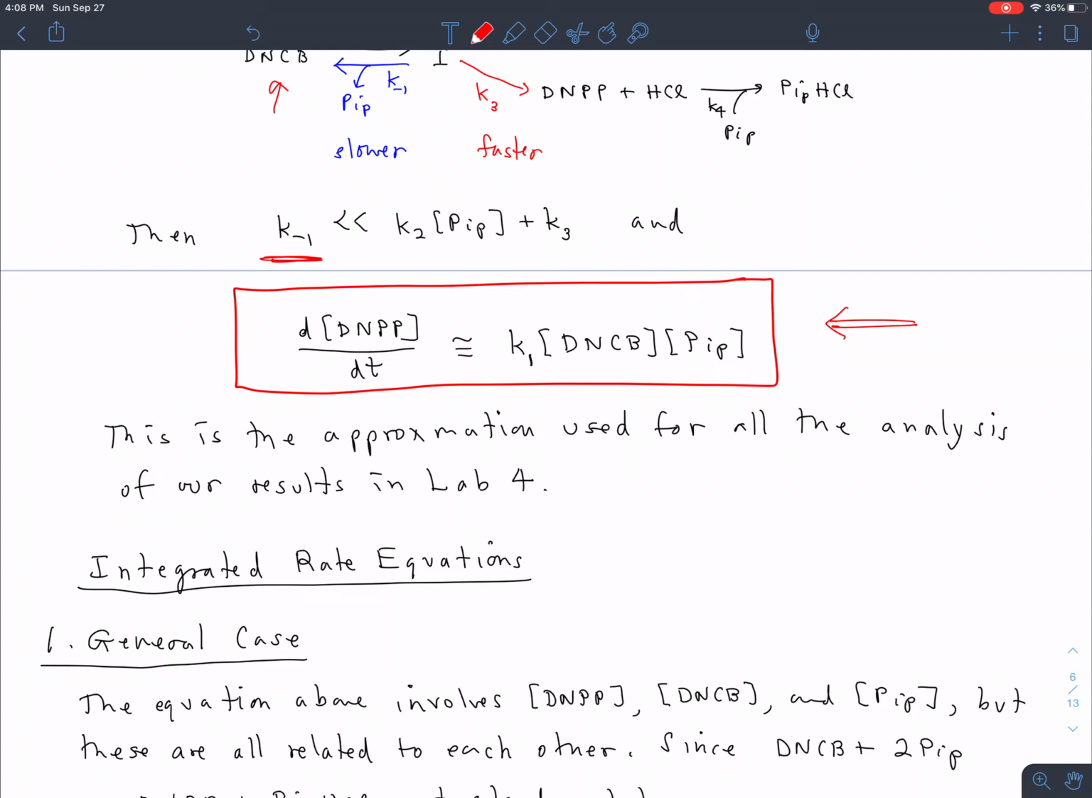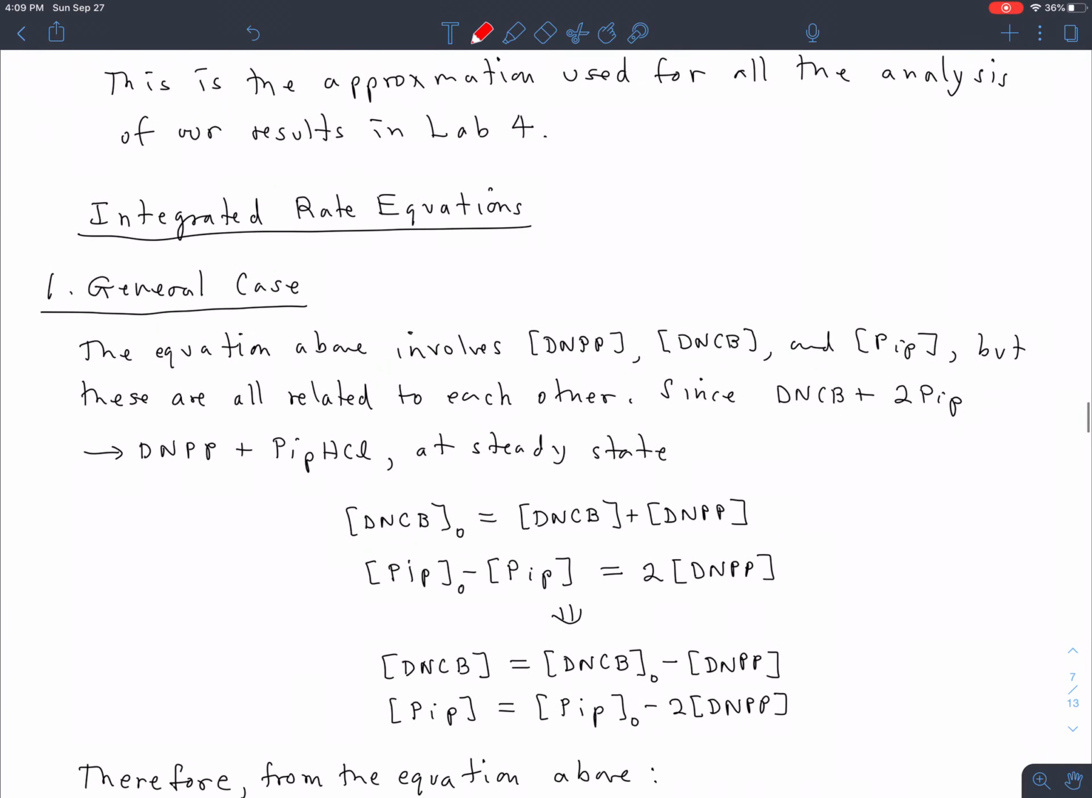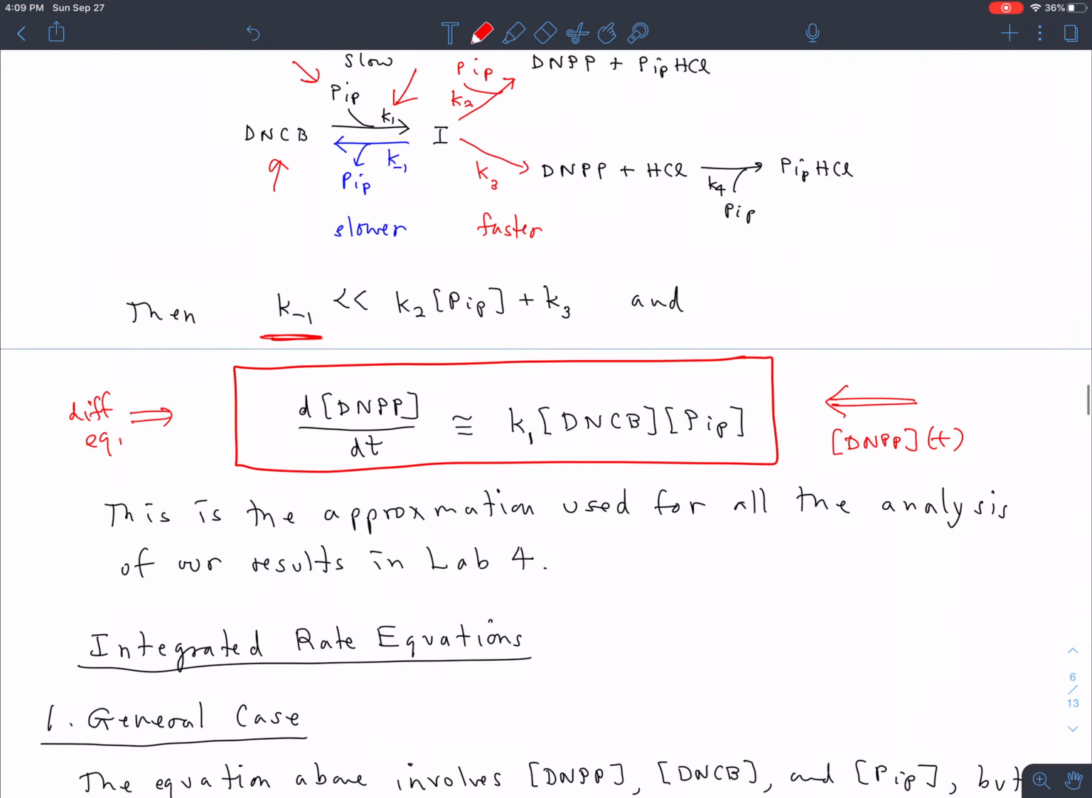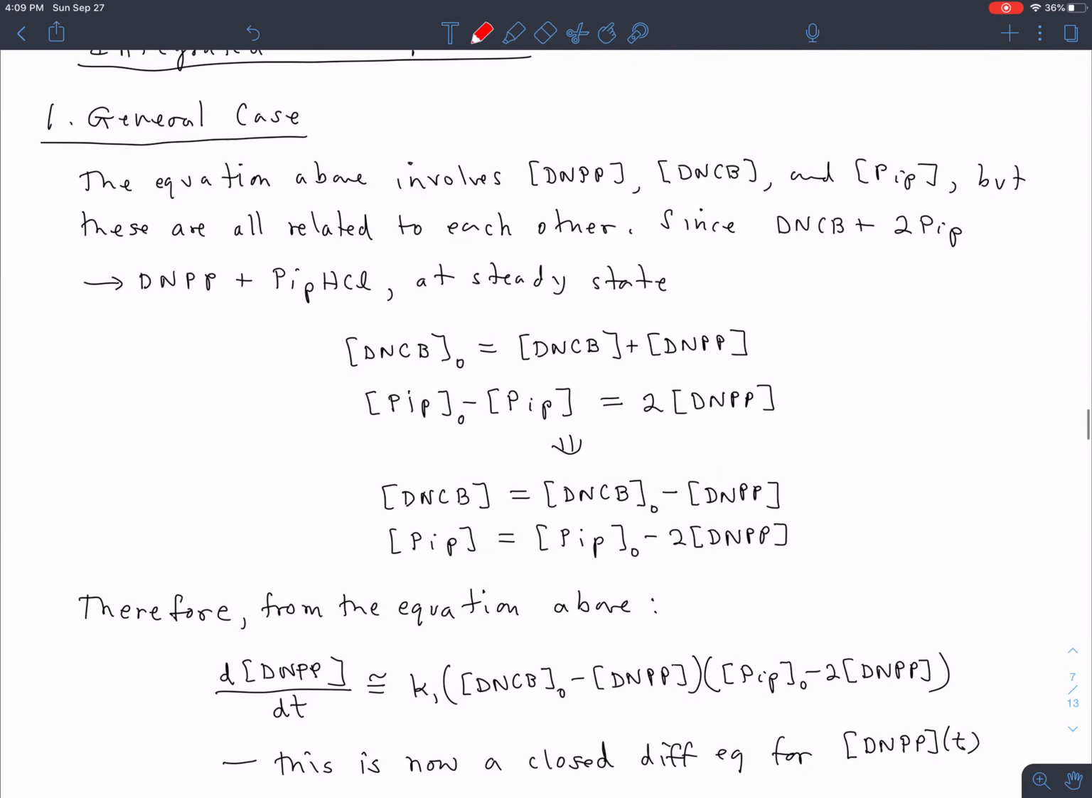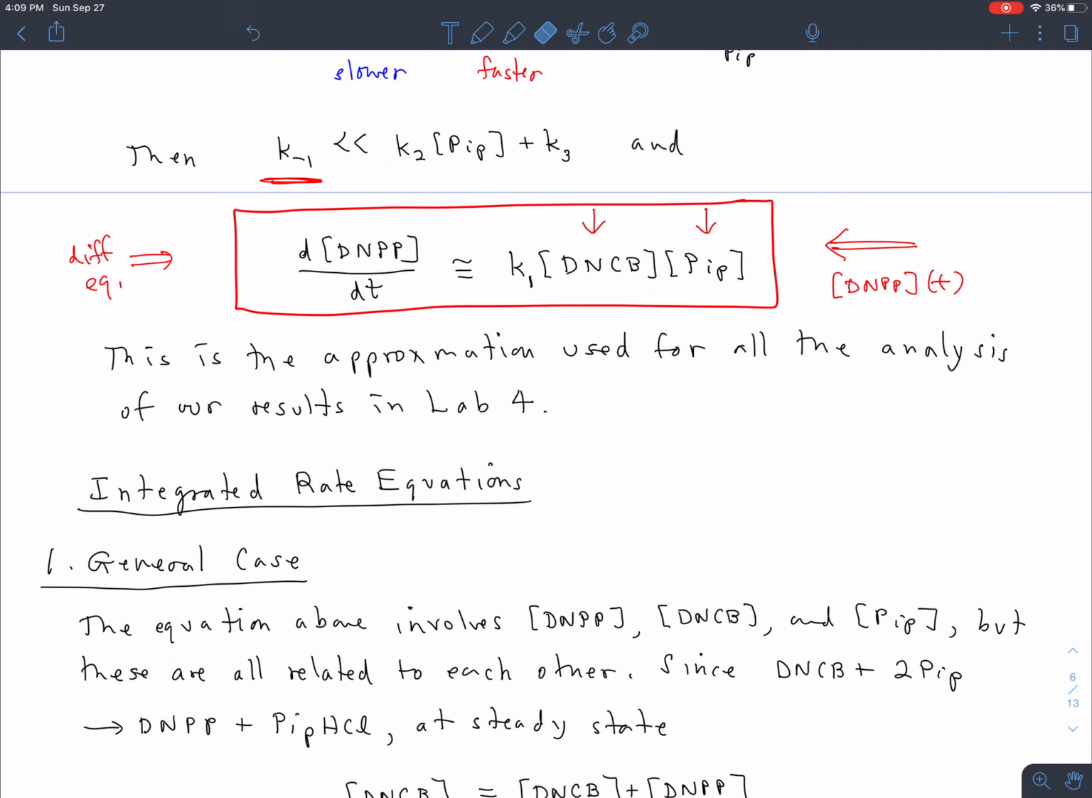And from this point on, we're basically going to be analyzing this differential equation, right? This is a differential equation, a diffEq. We're going to be solving it, using that to get DNPP concentration as a function of time, and then comparing what's predicted by the mechanism with what we actually measure. All right. To do that, there are these 3 cases. First of all, there's the general case where there's no necessary relationship between the initial amounts of DNCB and the initial amount of piperidine. In that case, there's no further simplifications we can make.